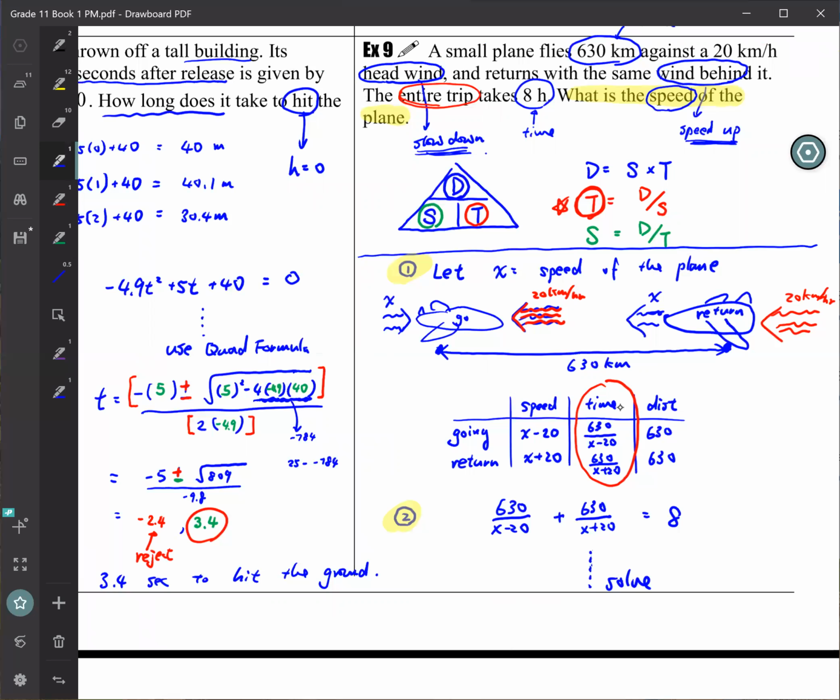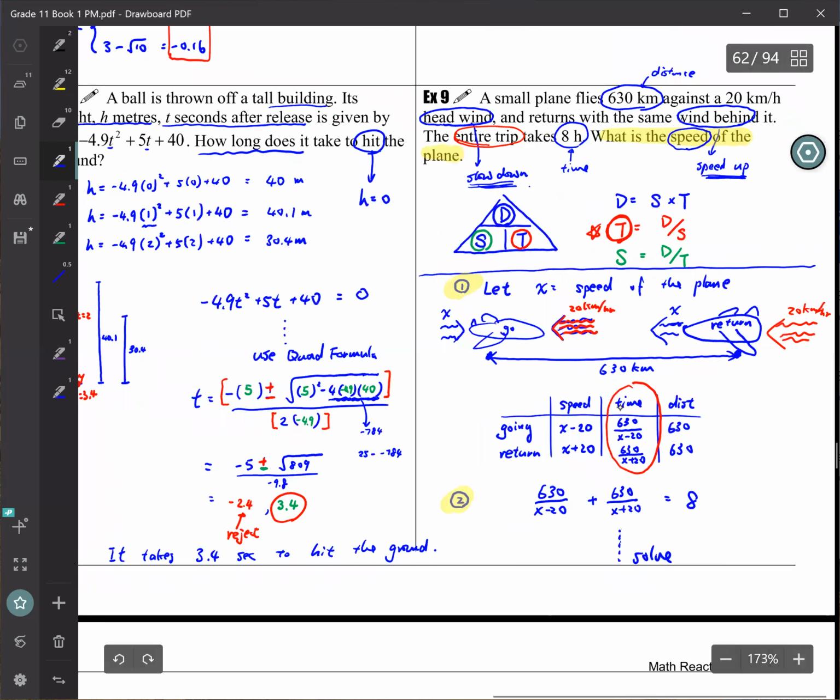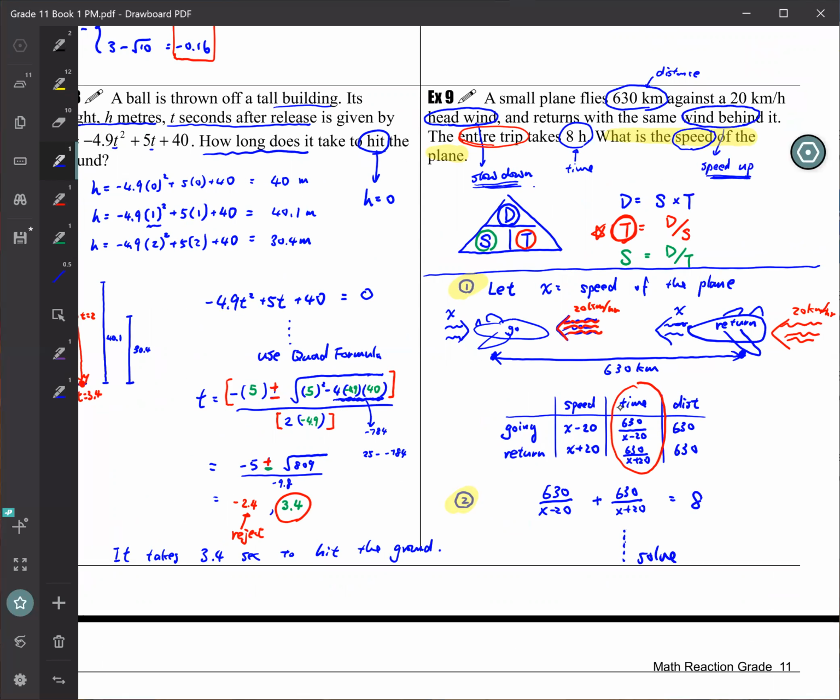And then of course the story can change. Instead of plane, I can change that to running, or car. Even the car will be affected by the wind. Or a boat in the river, swimming in the river as well. So instead of wind, I can have water. Okay, so the question can change, but the idea behind it, how to do it, is the same. You still do the table and then make the equation.